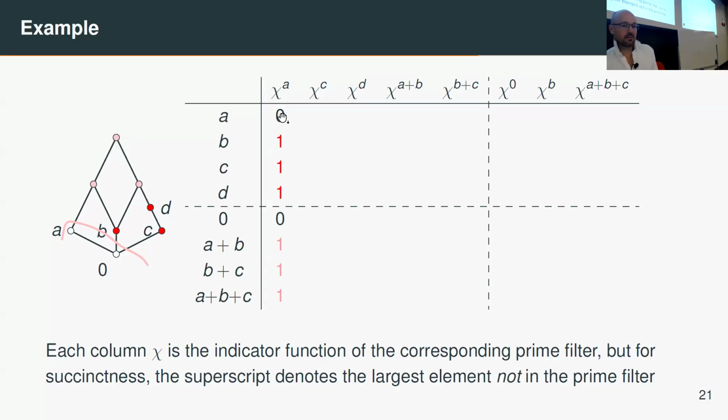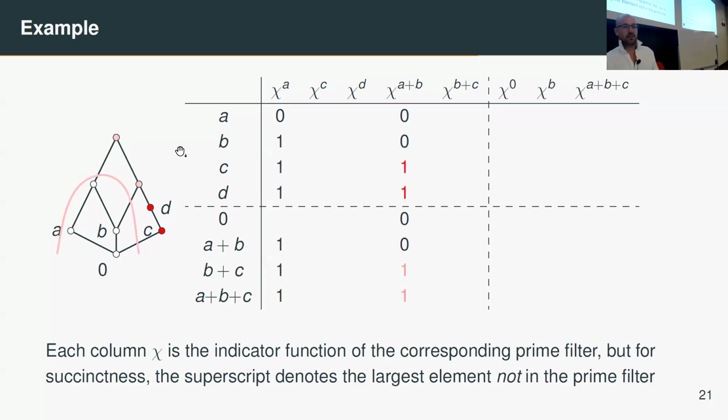Okay, so I put a 0 in here for A because A is not in that prime filter. But B, that is in the prime filter, as is C and D. And also these other elements at the top are in that prime filter. But as I mentioned before, I don't really need to know them. I just need to know what generators are in the prime filter. So I've got these in boldface, if you like.